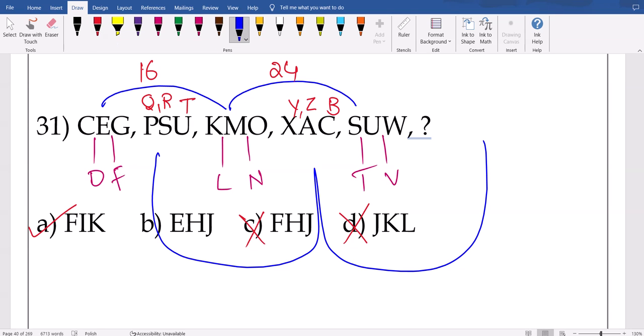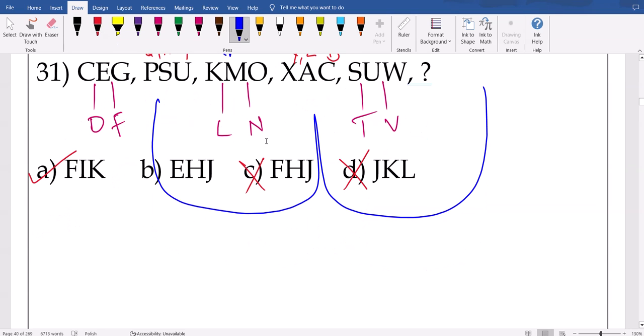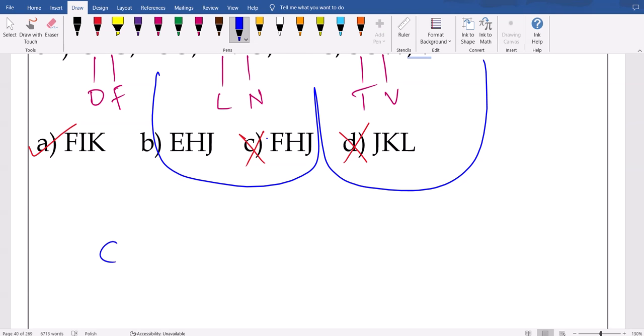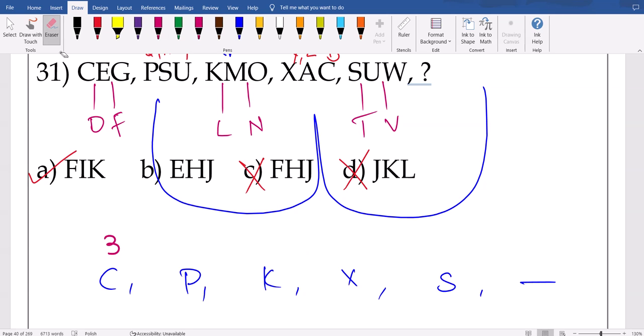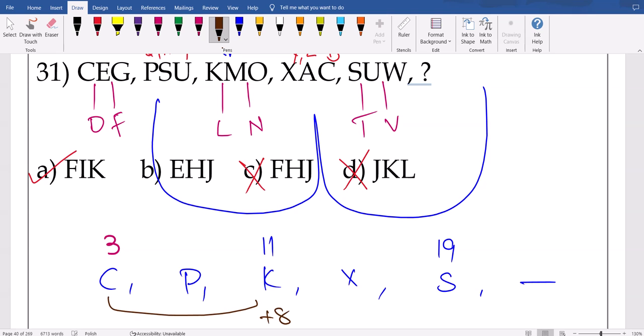Sir, how are you going with that option? I'll take the first letters for your idea. C, P. How do I go with F, I, K, E, H, J? I'm taking the first letter separately. C here is, sorry, 3. C is 3, K is nothing but 11. This is 19. What is 3, 11 and 19? Plus 8. Again here also plus 8.